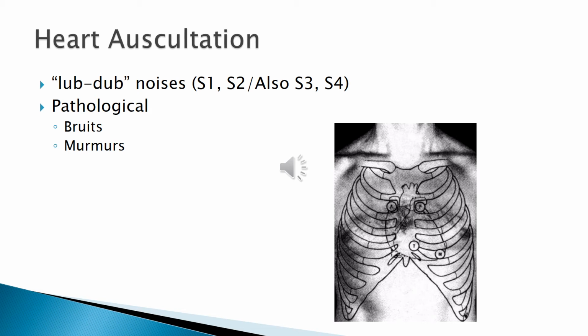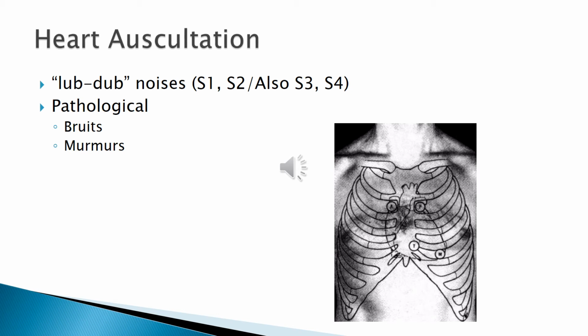There are some abnormal extra sounds. Someone could have an S3 or an S4. They are abnormal extra sounds. Some people may have muffled heart sounds. Some people may have abnormal murmurs, or they may have what are called bruits, so any type of clicking or pounding noises, or what almost sounds like blood rushing through the heart. So those are all of the things that you want to be listening for.